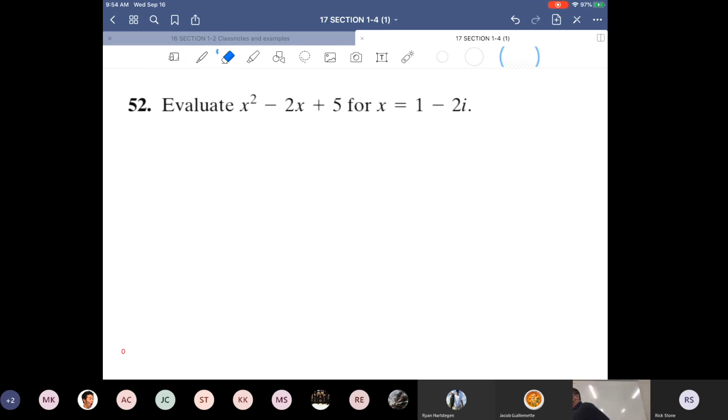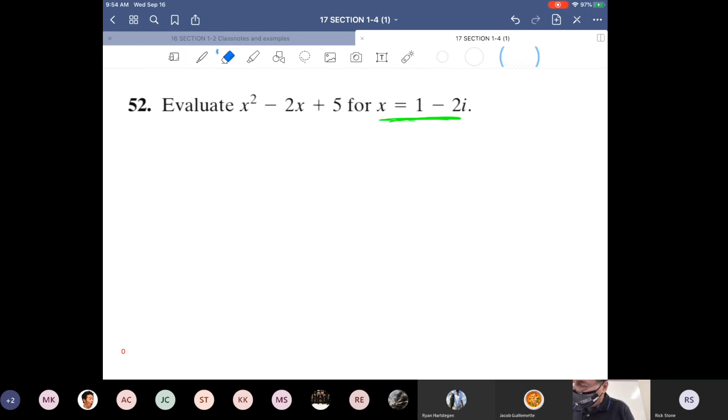Here they want us to evaluate. In mathematics, what do we do? How do we evaluate something? Anytime we hear the word evaluate, we are going to do what? Substitute and then solve, right? So they tell us here that wherever there's an x, we can put in 1 minus 2i.